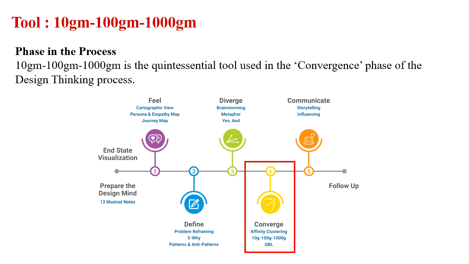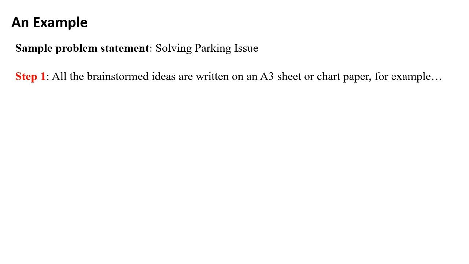Now, let us use one small example. A small issue has been taken as an example: solving the parking issue in a campus. Let us brainstorm all the ideas and put them on our A3 chart paper, or we can write them on the board, by providing the rating or weightage for the particular solution for this parking issue.